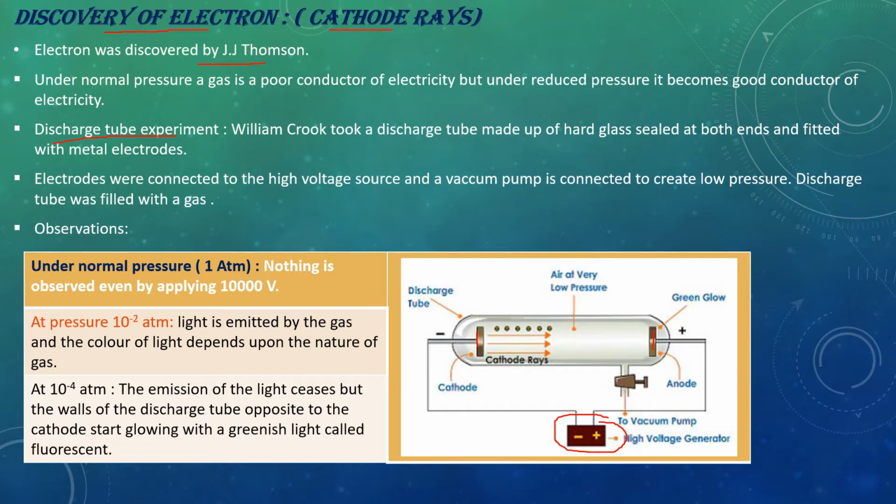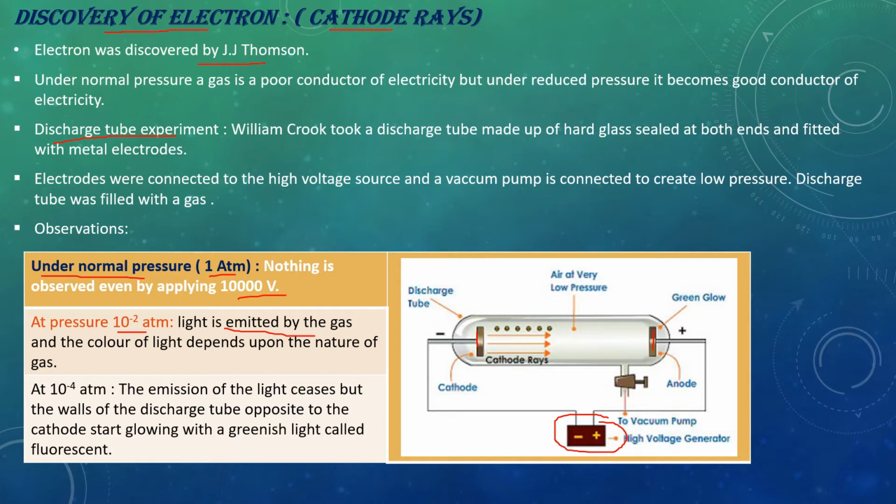Now, whenever the source is connected with the 10,000 volt battery and the battery is on, the first observation was that under normal pressure, that is 1 atmospheric pressure, and 10,000 volt current applied, nothing is observed in the tube. But when the pressure is reduced to 10 raised to power minus 2 atmosphere, then light is emitted by the gas and the whole tube starts glowing with a particular color, and the color of the light depends upon the nature of the gas which is filled in that tube.